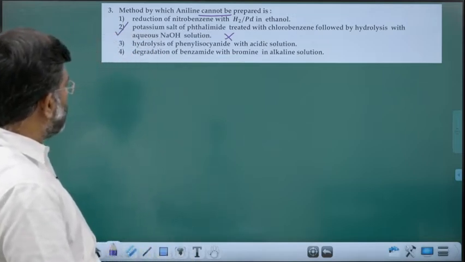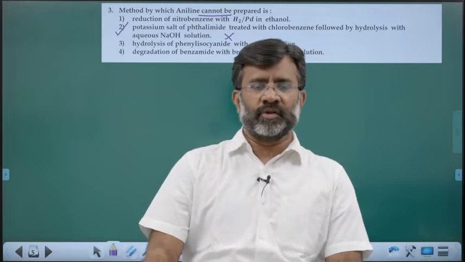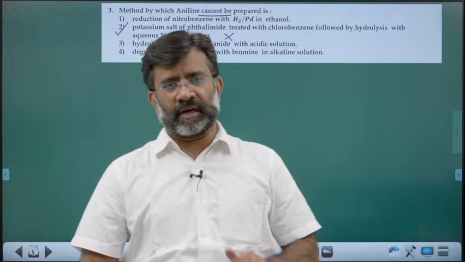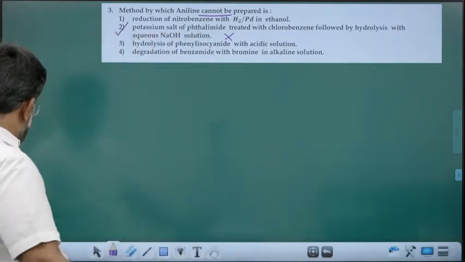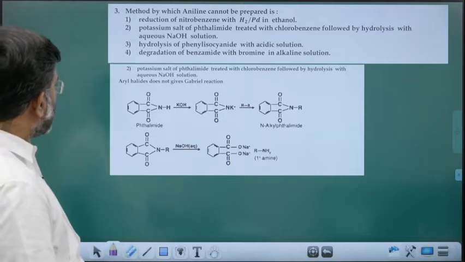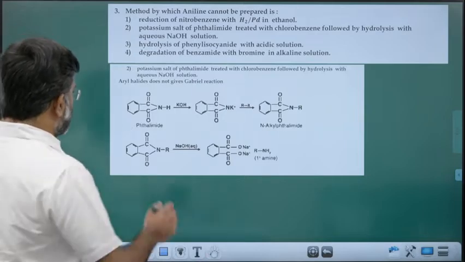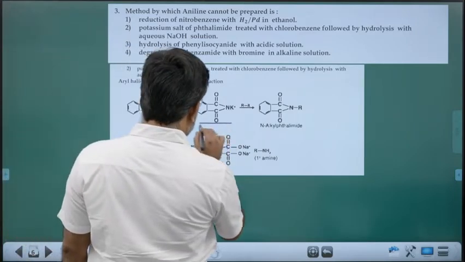Degradation of benzamide with bromine and alkali, that is Hoffmann's bromamide reaction. So all the reactions you are getting primary amine, whether aliphatic or aromatic, while the one you don't get is second choice, that is Gabriel's phthalimide synthesis. All of you remember the reaction. This is phthalimide treated with the KOH solution and you are getting potassium phthalimide.